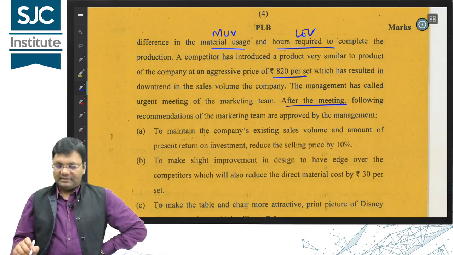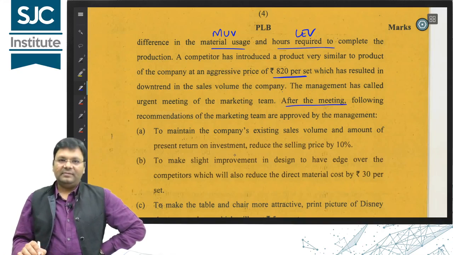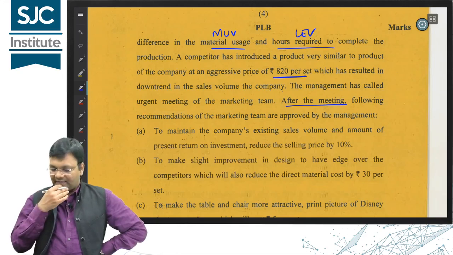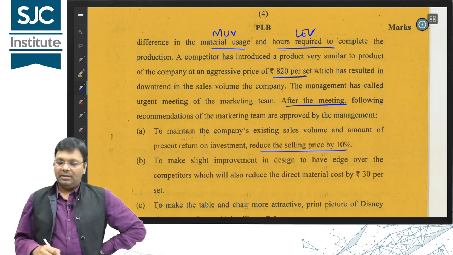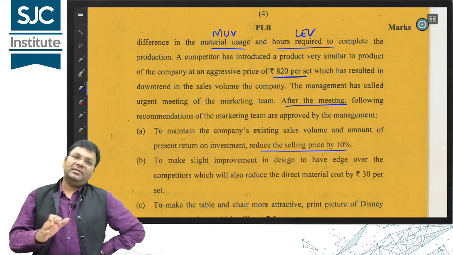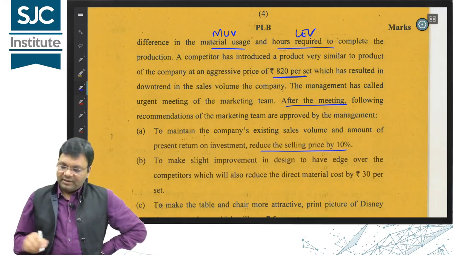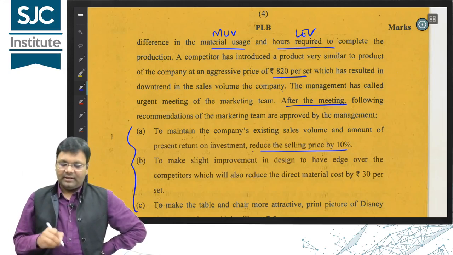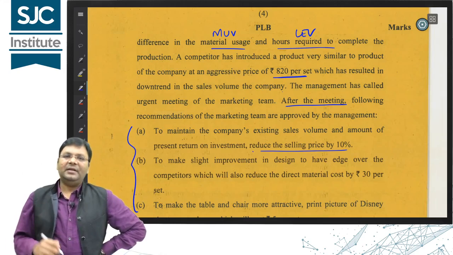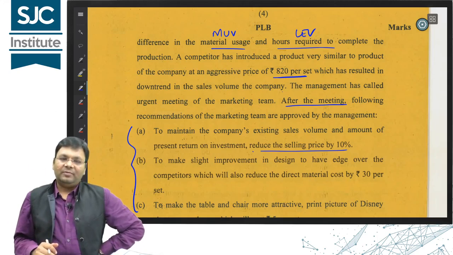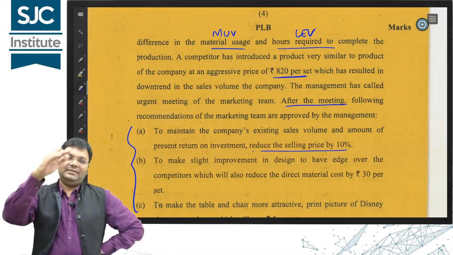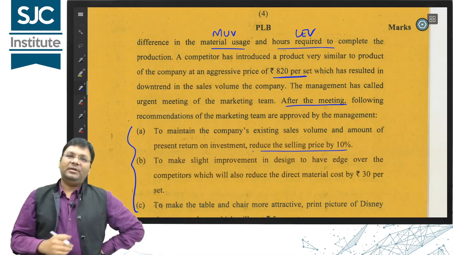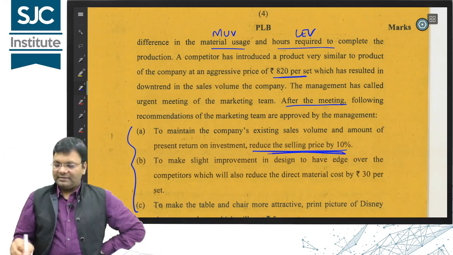So after the meeting, what they have decided is to maintain the company's existing sales volume and amount of present return on investment. In order to maintain the volume and return on investment, we have to reduce the price by 10%. So what is our current price, that we need to first find out, and then we'll reduce it by 10%. Now in the question that we just did from our DJB book, this part was not there. Instead it was written there that since competitors have launched a product at rupees so and so, so we will also make the same price. In that question the price was same as competitors' price. Here we are creating our new price, which is price minus 10%.